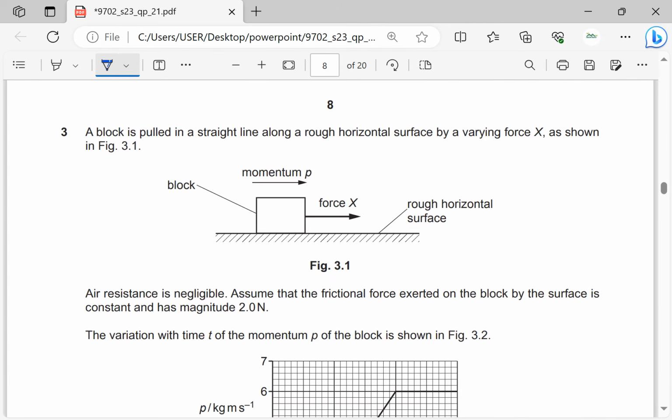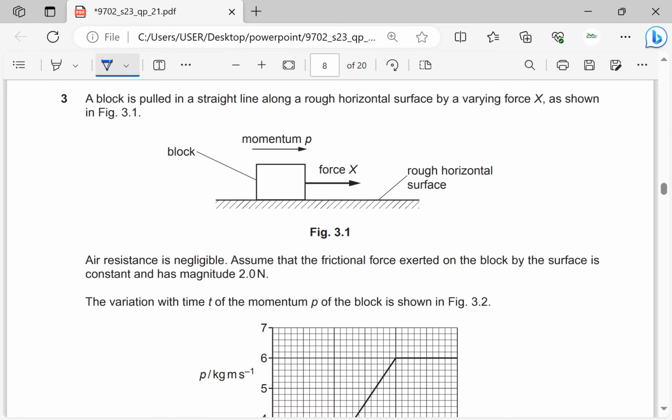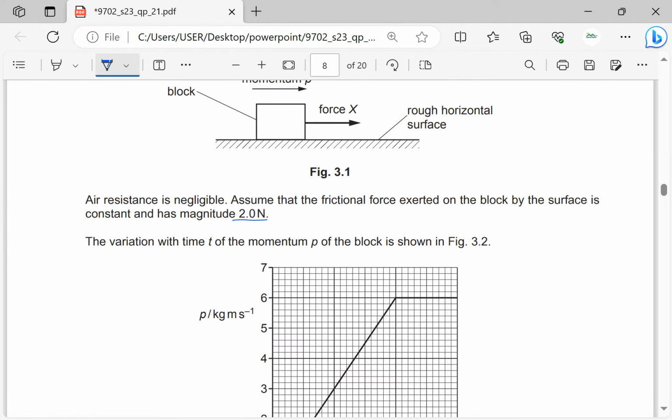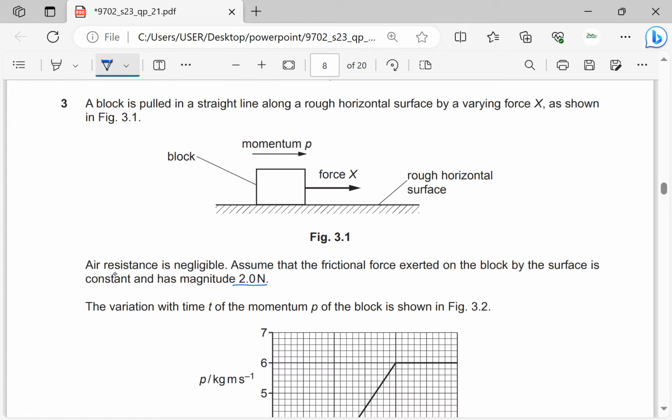A block is pulled in a straight line along a rough horizontal surface by applying a force X. So we can see the figure. Air resistance is negligible. Assume that the frictional force exerted on the block by the surface is constant and has magnitude 2 newtons. So the friction has magnitude 2 newtons. Of course, if force X is acting forward, then the friction is going to act in the opposite direction. So this is going to be 2.0 newtons, not 20, 2.0 newtons.